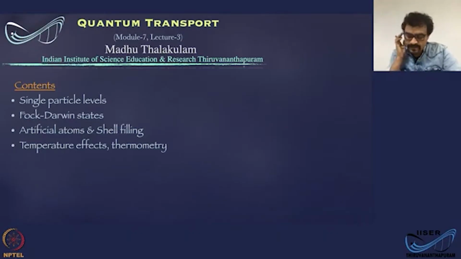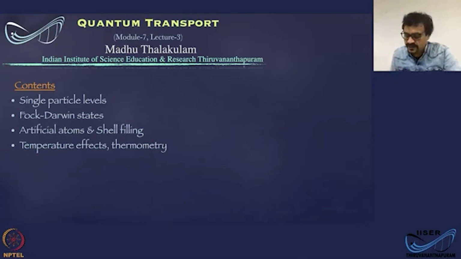In the previous lecture, we discussed transport properties of quantum dots. Those are quasi-zero dimensional structures, but under the framework of classical electrostatics. So in this lecture, we will discuss the transport properties of these quantum dots when the quantum mechanical properties of electrons, the quantum nature of electrons, are dominating.